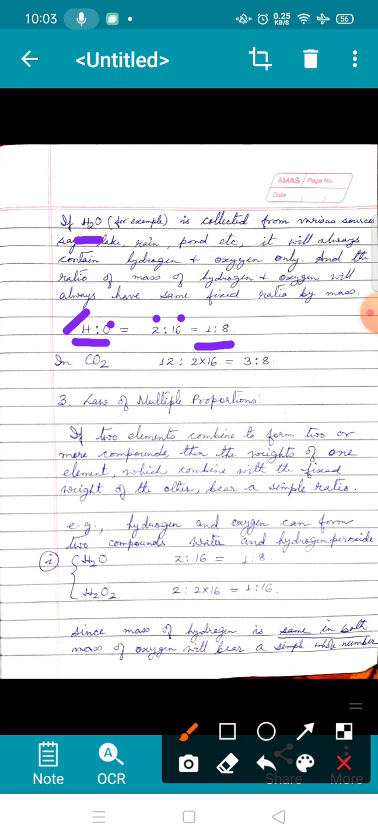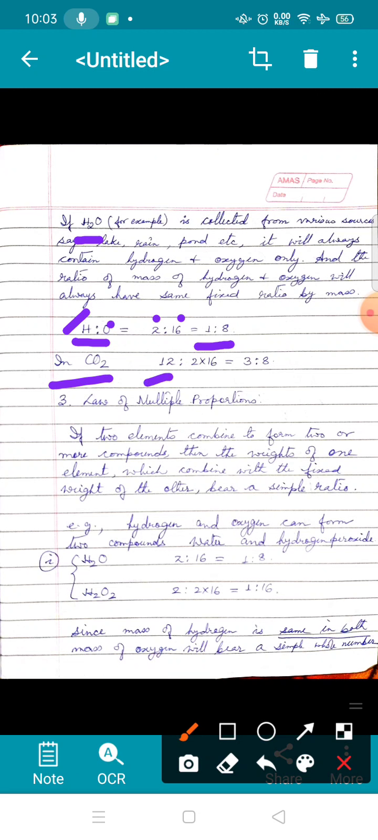So it doesn't matter from where you collect water, it will always have the mass of hydrogen and oxygen in the ratio 1:8. Let's take another example, carbon dioxide. You can collect carbon dioxide from various sources, from burning carbon, burning any fuel, from respiration, from any soft drink.